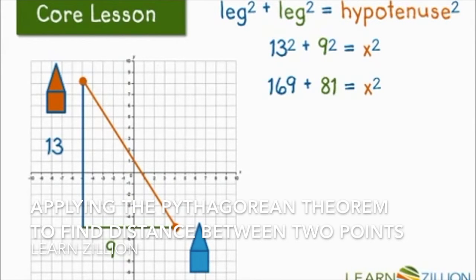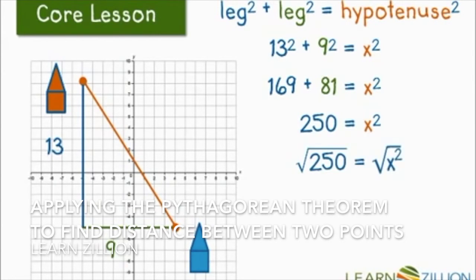13 squared plus 9 squared equals x squared. 169 plus 81 equals x squared. 250 equals x squared, and the square root of 250 is 15.81. Rounding to the nearest tenth, I get x equals 15.8. So the shortest distance between the two houses is 15.8 units.